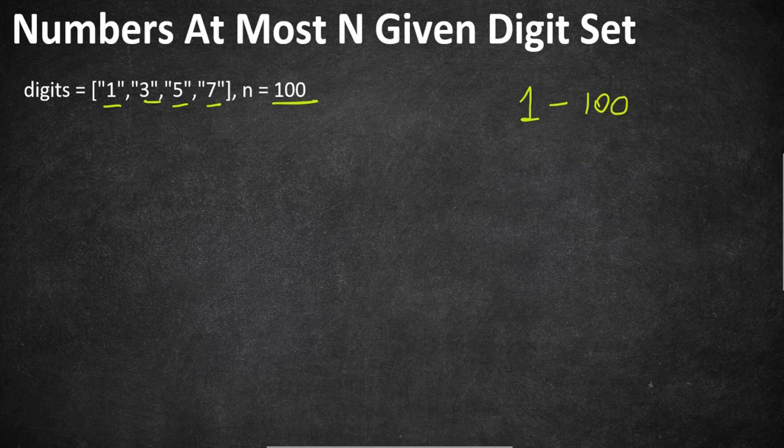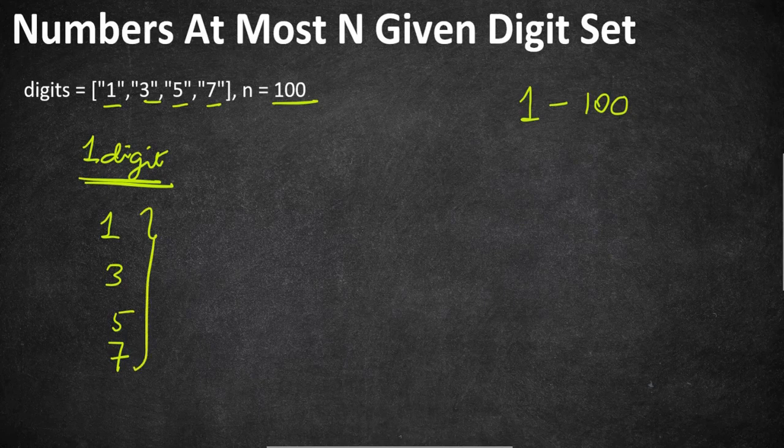So let's start with one-digit numbers. How many one-digit numbers can you possibly form from the given digits? It is very simple. The given numbers are 1, 3, 5, 7, and those are the possible one-digit numbers you can form, in total 4.